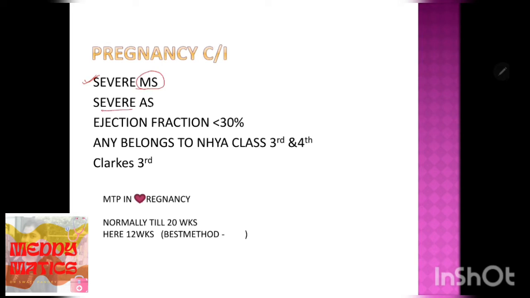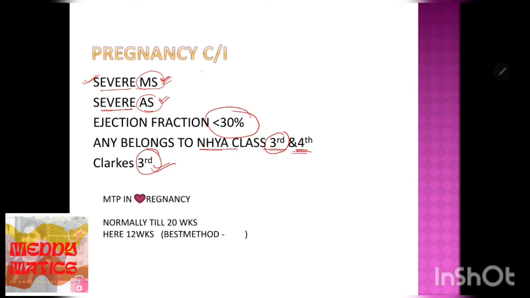MS, severe AS. Both are on the left side of the heart, so left aortic and left ventricular valve stenosis. Okay, so severe MS and severe AS, ejection fraction less than 30%, and any patient belonging to NYHA third and fourth class, or Clark's third, which includes Eisenmenger syndrome, primary pulmonary hypertension, Marfan syndrome with aortic involvement, and coarctation of aorta, all are included in class 3rd. Any patient belongs to NYHA class 3rd and 4th.